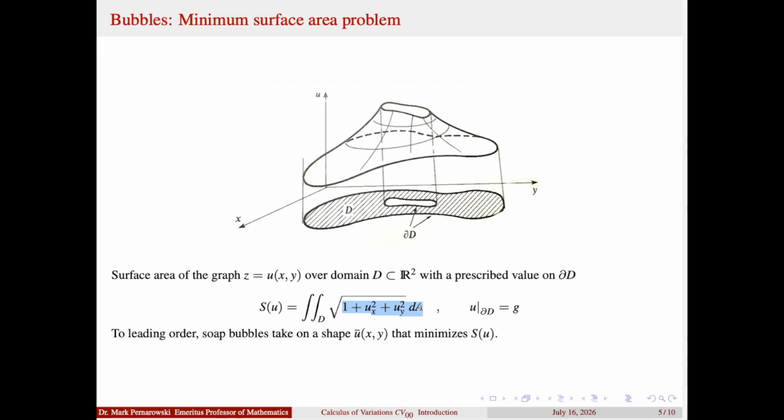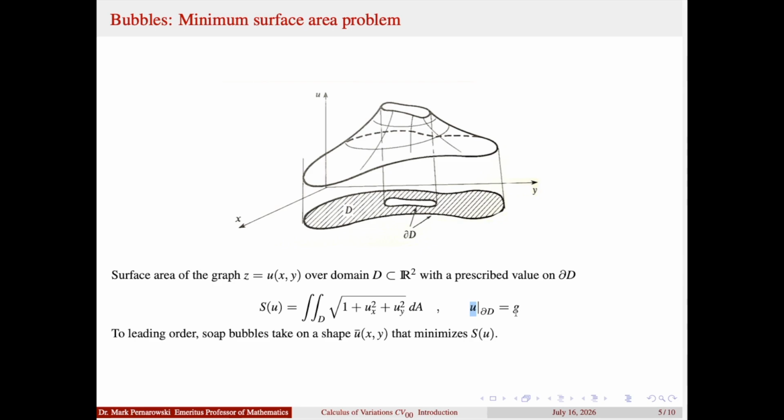This is from Calc 2. If I integrate that over the domain, which is this shaded thing here, D, that will tell me the surface area for any given u. And I have to minimize this integral, which has partial derivatives of the function in it, and it has a constraint that u on the boundaries of D has to be a certain value g. That's the height.